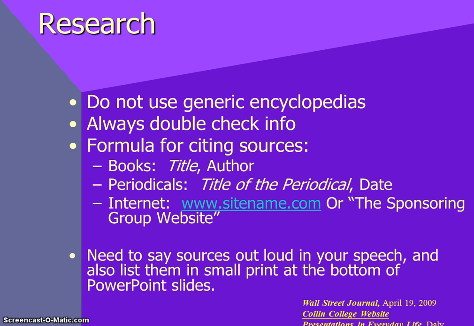So you can see there I've got the Wall Street Journal, April 19th, 2009. The title of the periodical is italicized, the date is not. And I've got the Collin College website, you underline websites, and then presentations in everyday life. That may be getting cut off on my video, but that's what it says, presentations in everyday life. It's a book. The book title is italicized, and the author, Daly, is not. So the audience looking at that can see very clearly exactly what kind of source it is.